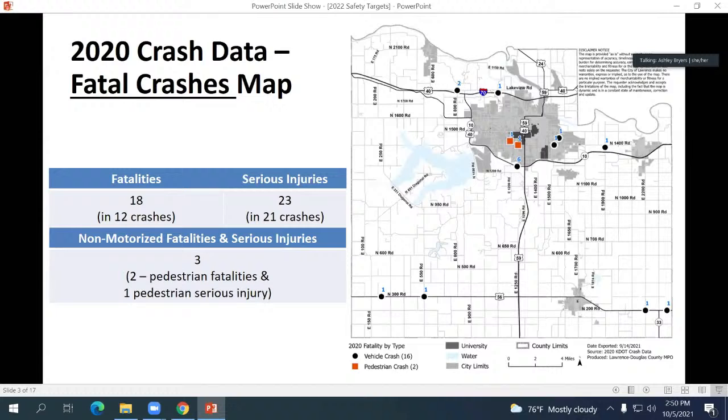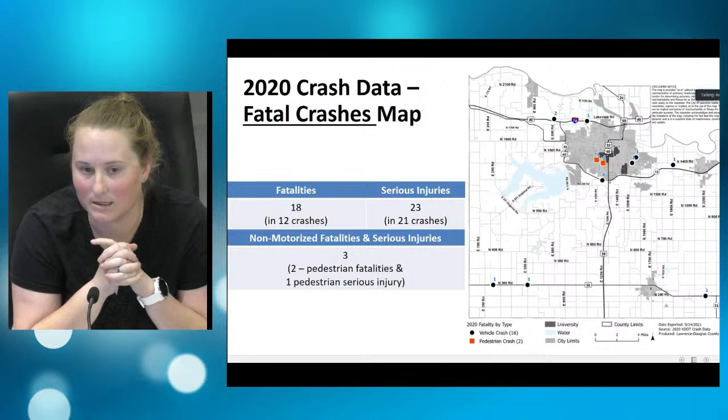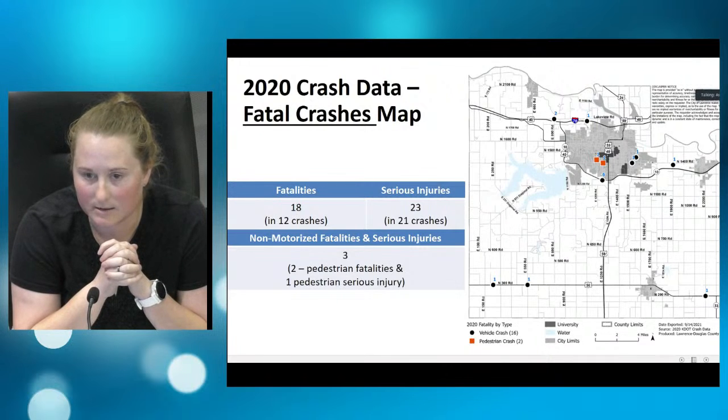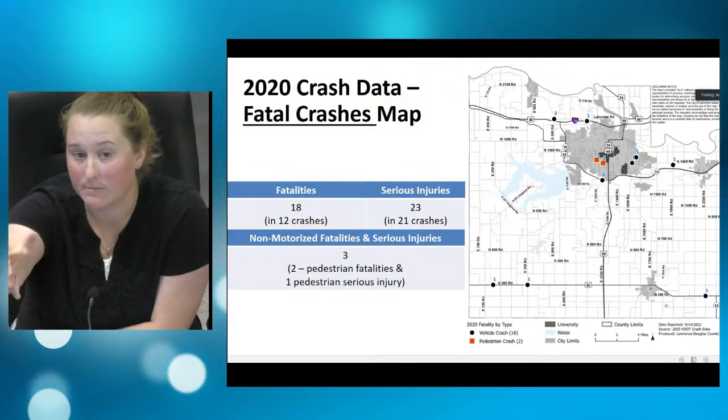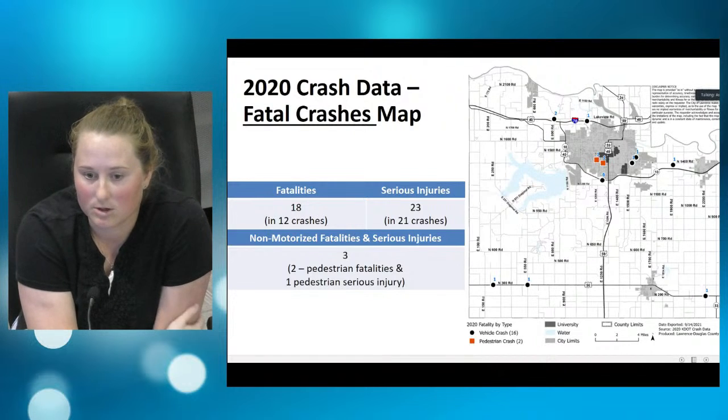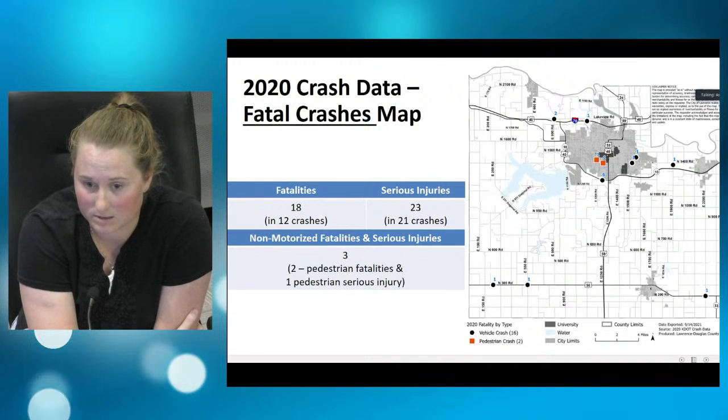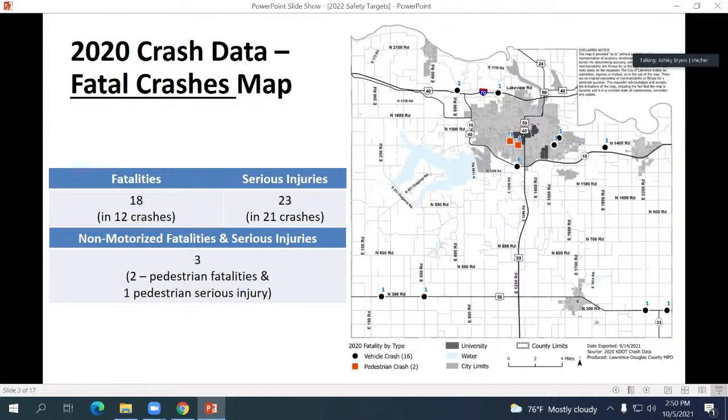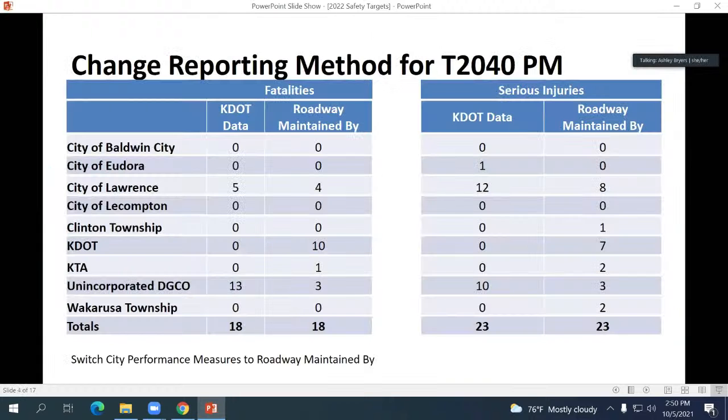So the 2020 crash data shows more fatalities than in 2019. This map is just fatalities, and the circles are vehicle crashes. There were 16 deaths in vehicles, and then there were 2 pedestrian deaths. We did have this one very large crash on K10 that had 6 people in it, which is not good.